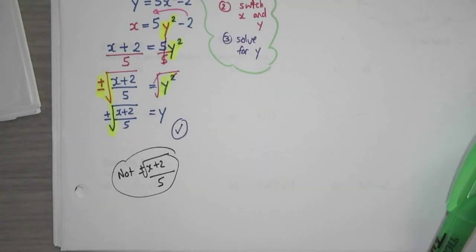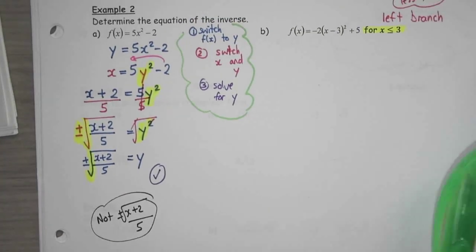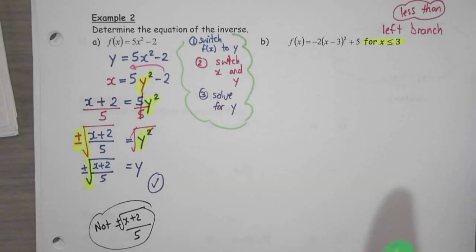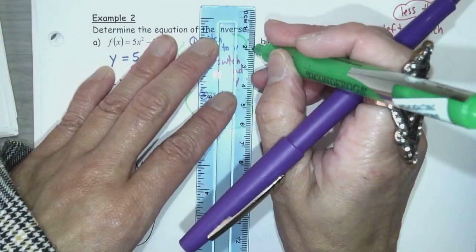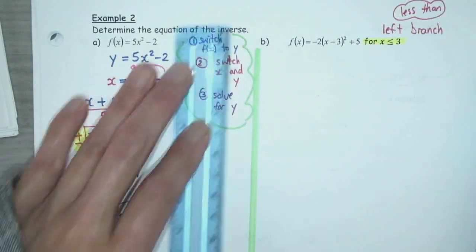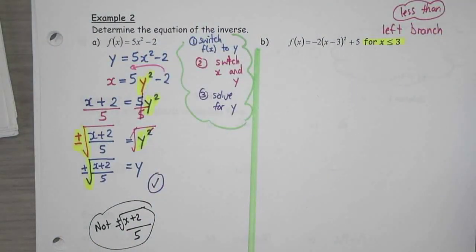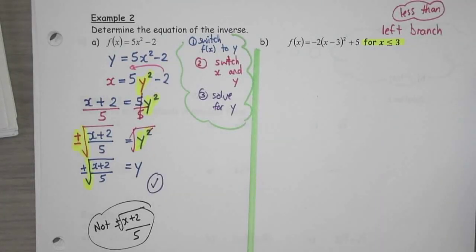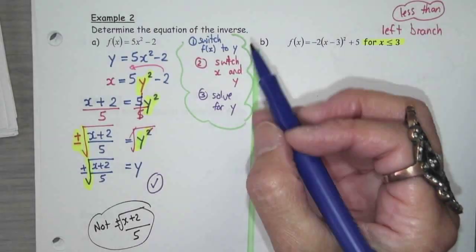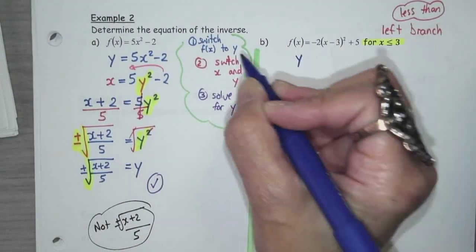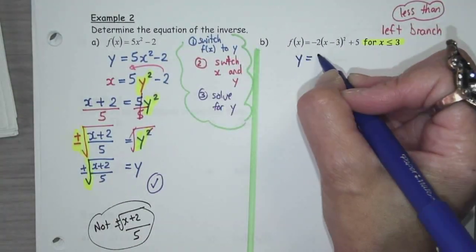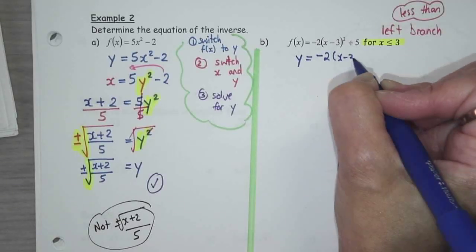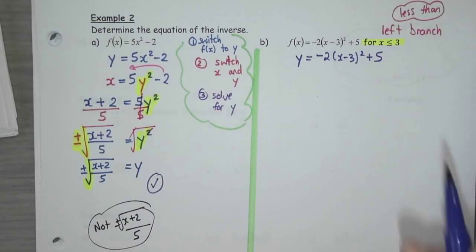I'm going to show you what to do when it's a branch, right? So what do we do? How do we do this question differently if it's a branch? You're going to start the same way. Okay, you're going to start the same way. And it's a branch though, right? So switch the f of x to y. So we'll do the same first step. So y is negative 2 x minus 3 squared plus 5.